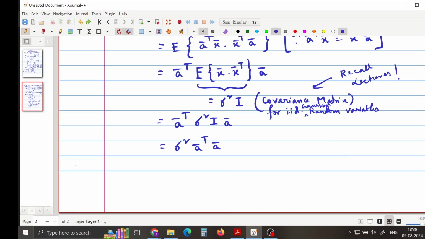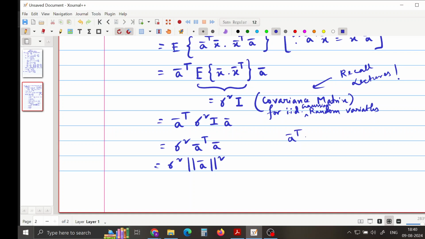So A transpose A is nothing but the inner product of the vector A with itself, which is nothing but the norm squared, right? So this is nothing but your norm squared, the norm of this thing squared, right?